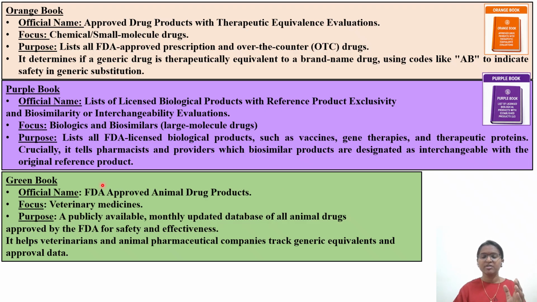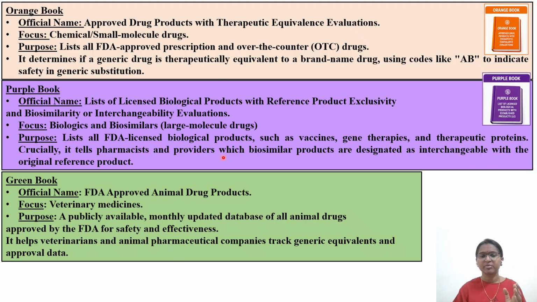Coming to the Green Book. The Green Book is not mentioned in the ABT brochure, but it deals with veterinary products, FDA approved animal drug products. The focus is veterinary medicines. You have EMA guidelines also. In the EMA, you have veterinary monographs. If certain drugs are used for veterinary purposes, you will have veterinary monographs from the EMA when you do the literature search. Then we have a publicly available monthly updated database of all animal drugs approved by the FDA for safety and effectiveness. It helps veterinarians and animal pharmaceutical companies track generic equivalence and approval data. So that was about the Green Book.